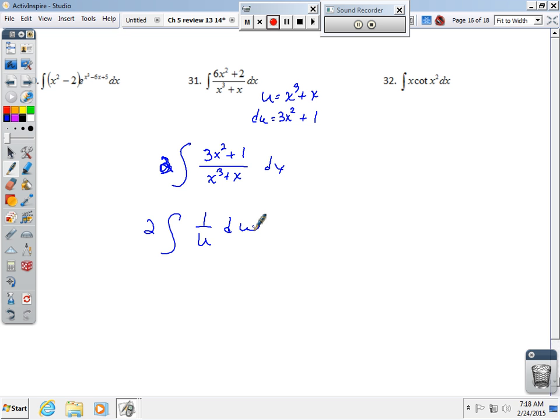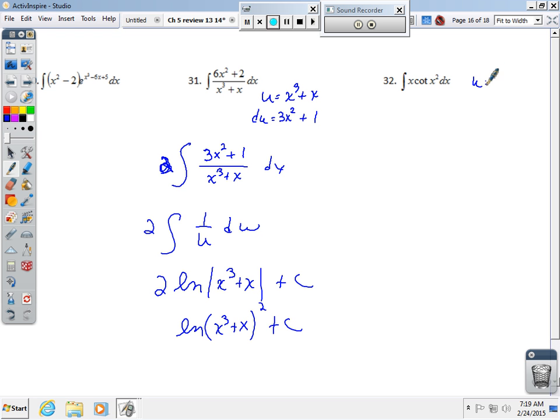And that is going to leave me with 2 ln absolute value of u, which is x cubed plus x, and then plus c. And if you bring the 2 as an exponent, it's going to be ln of x cubed plus x squared plus c. All right, coming down the home stretch here. 32. I will do 32.